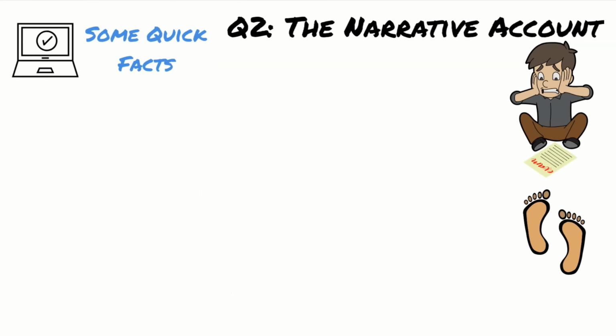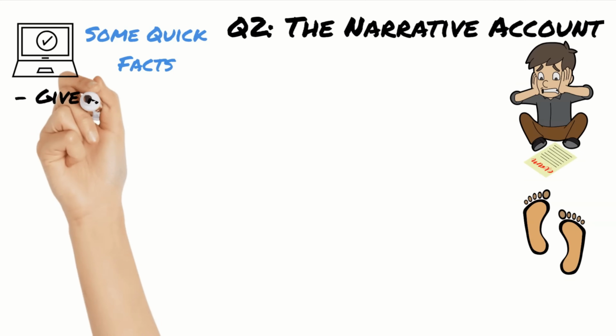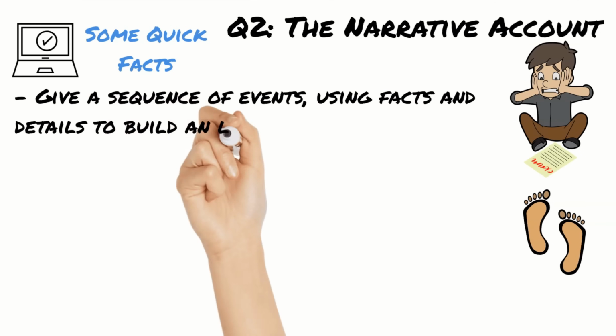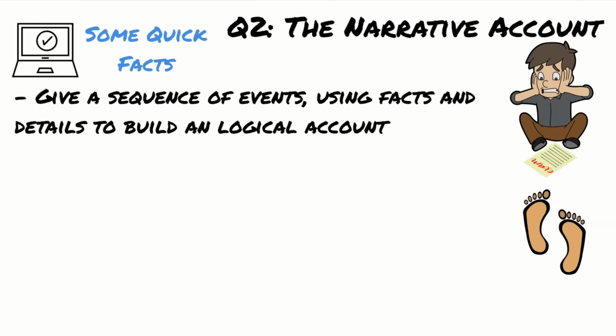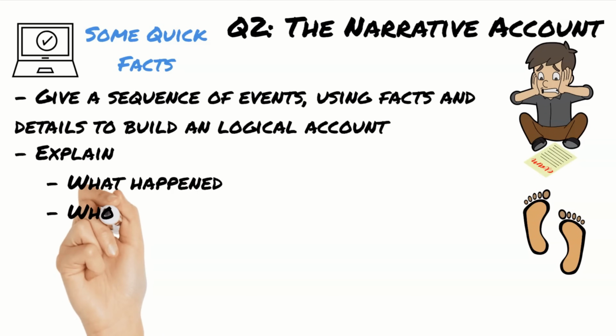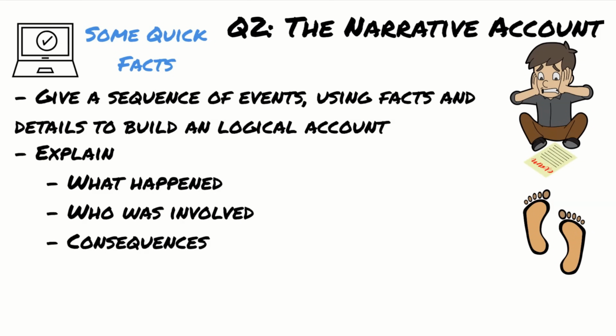A narrative account requires you to tell a story or sequence of events using facts and details to build a coherent and engaging account. You will need to explain what happened, who was involved, and what the consequences were of the event in the question. This question is worth 8 marks.